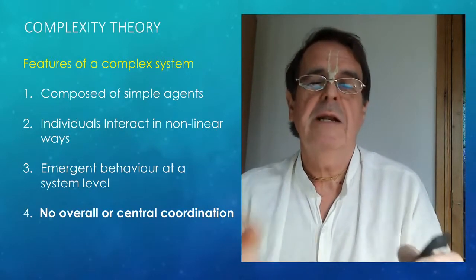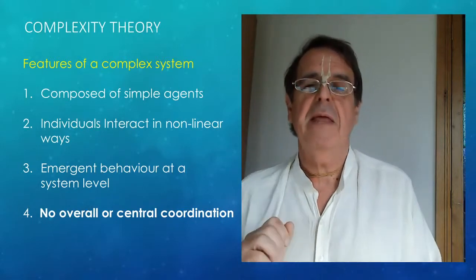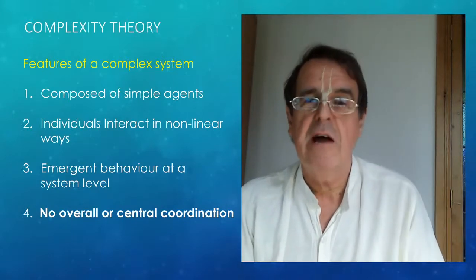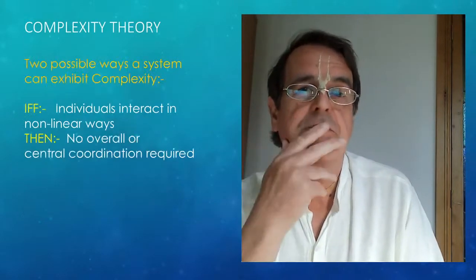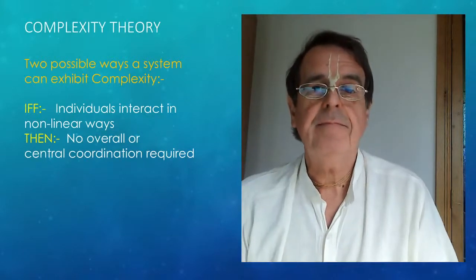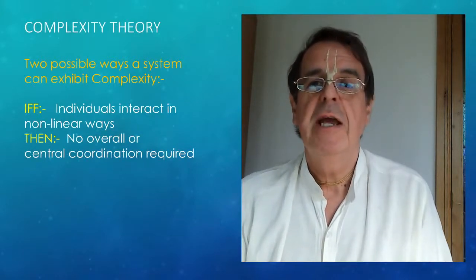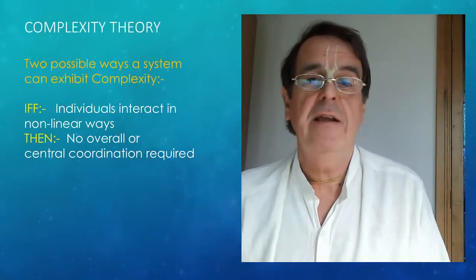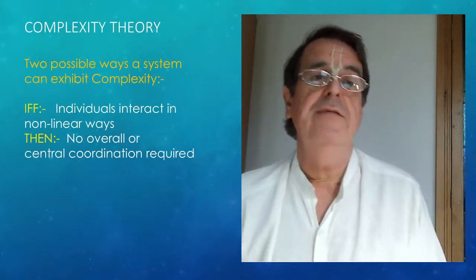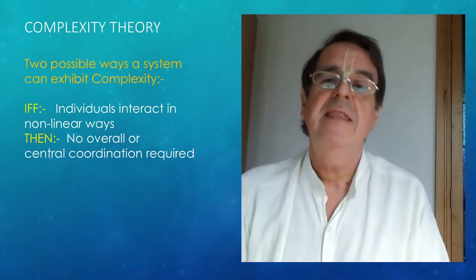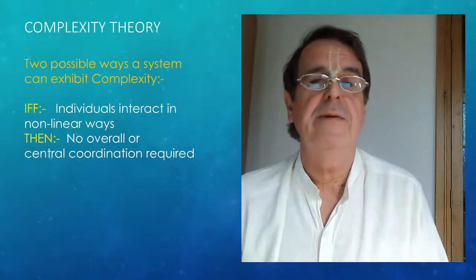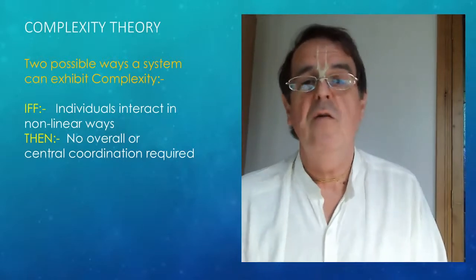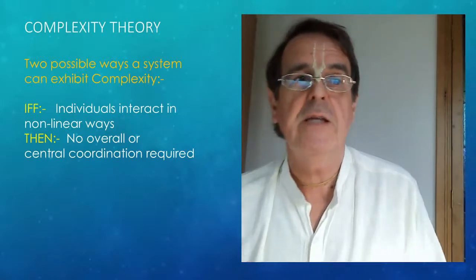So this is where I'm going to do a little bit of analysis. Stick with this and it'll become easier as I explain it. So in effect, what this boils down to is one of two scenarios. Either it's a situation in which the individuals of a system interact in non-linear ways, and if and only if the individuals interact in non-linear ways, then in that case you might be able to say that the complexity of the system does not require any overall centralized coordination. So that's one situation.